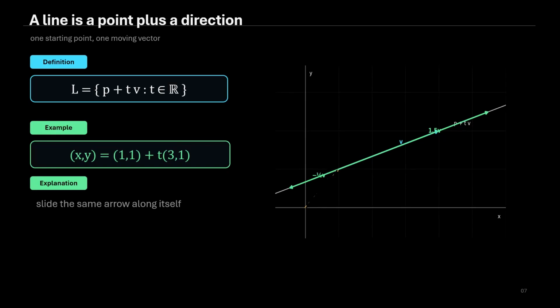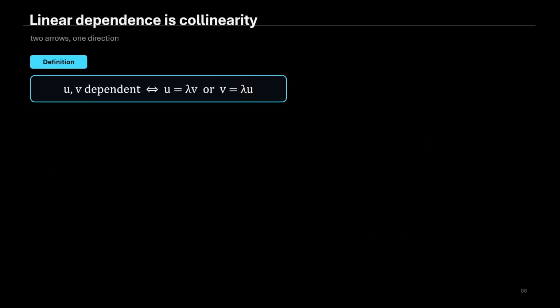So once we understand this, we can now better understand the meaning of linear dependence. Remember, two vectors are linearly dependent if u is a scalar multiple of v or v is a scalar multiple of u. Geometrically, this means that the two vectors lie on the same line through the origin. They may have different lengths, they may even point in opposite directions, but they do not give two genuinely different directions.